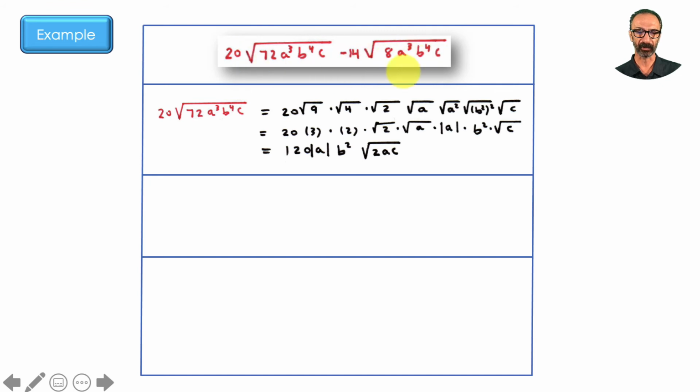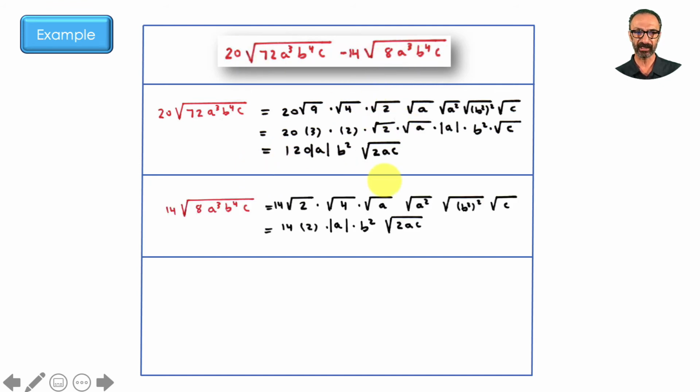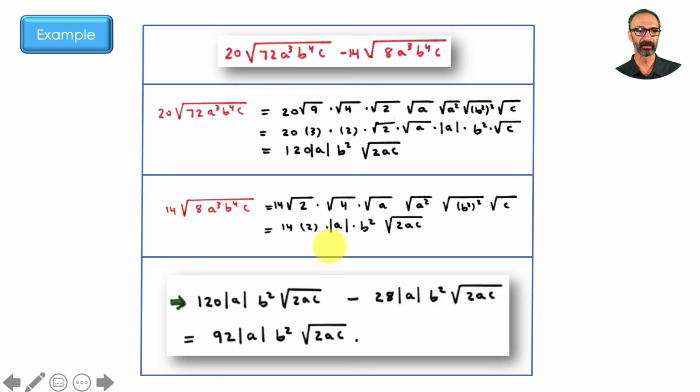Let's go to the second part. Same process, same style. I have 8 as 4 times 2. It's a to the third, b to the 4c, same process. All right. That stays, that stays, that stays, as you could see. Square root of 4 is 2. 14 is right here. And we're pretty much done with this one here. And now 14 times 2 is 28.